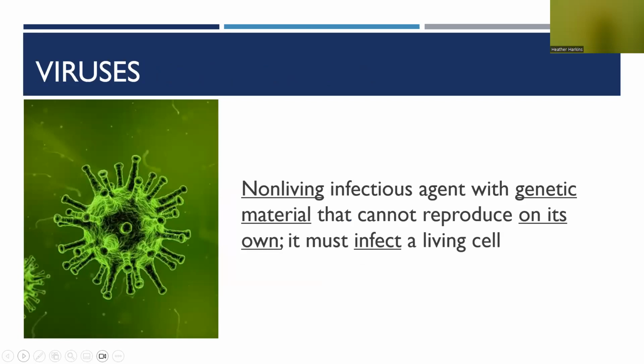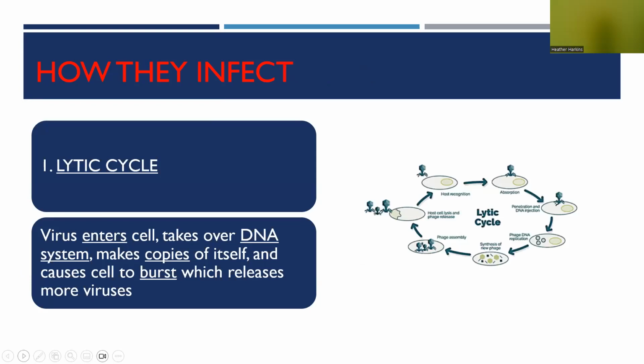Okay. Viruses. The definition for viruses is a non-living infectious agent with genetic material that cannot reproduce on its own. It must infect a living cell to continue on living. So how does a virus infect? The first way it infects is through the lytic cycle. The virus enters the cell.